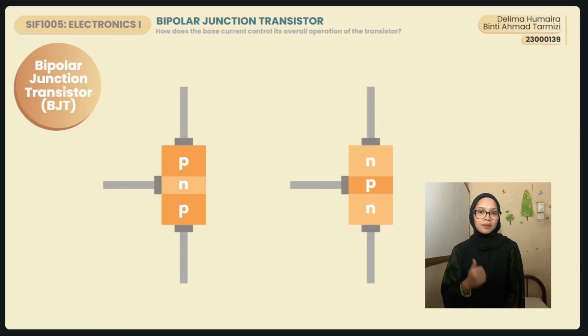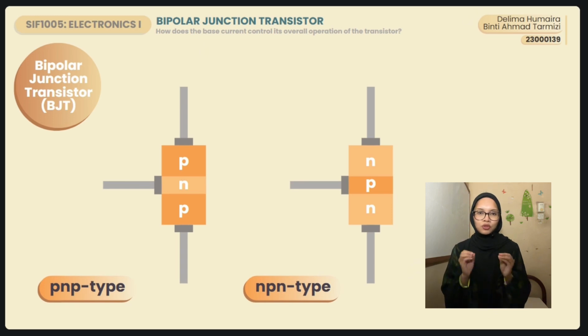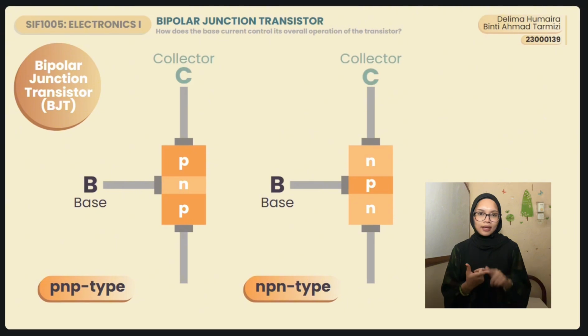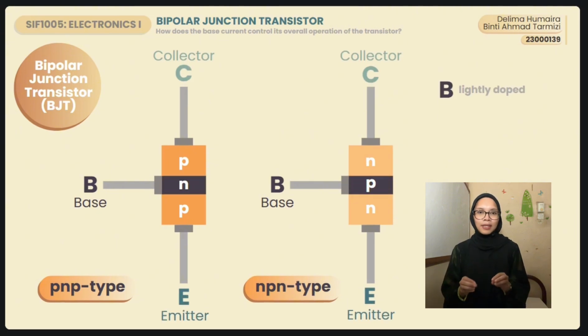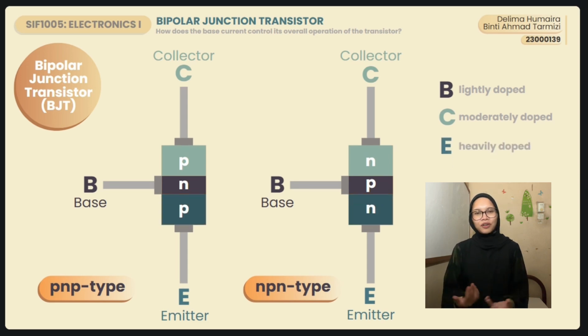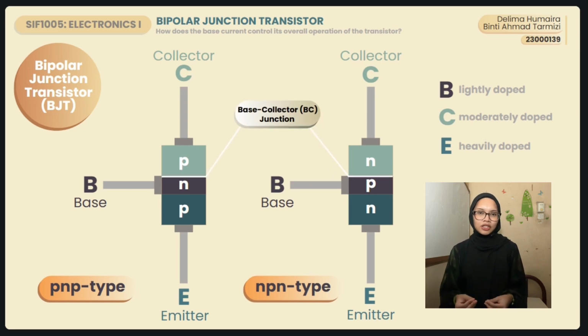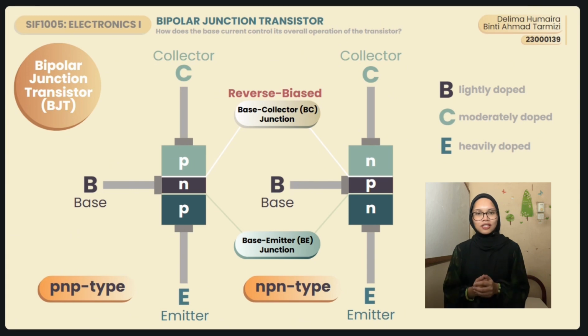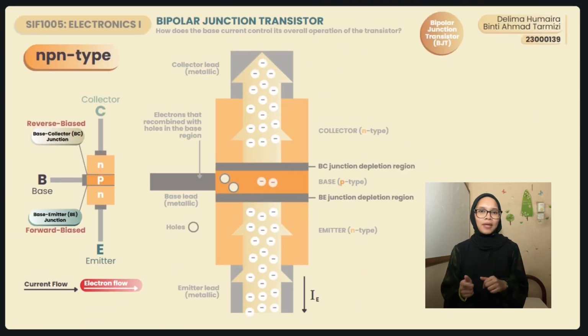BJT comes in two types, PNP and NPN, where both consist of three semiconductor regions that are doped differently. That is the base, collector, and emitter. The base is thin and lightly doped, the collector is moderately doped, while the emitter is heavily doped. For a BJT to operate as an amplifier, the base-collector (BC) junction must be reverse biased and the base-emitter (BE) junction must be forward biased. Please remember this. So let's look at the NPN transistor.